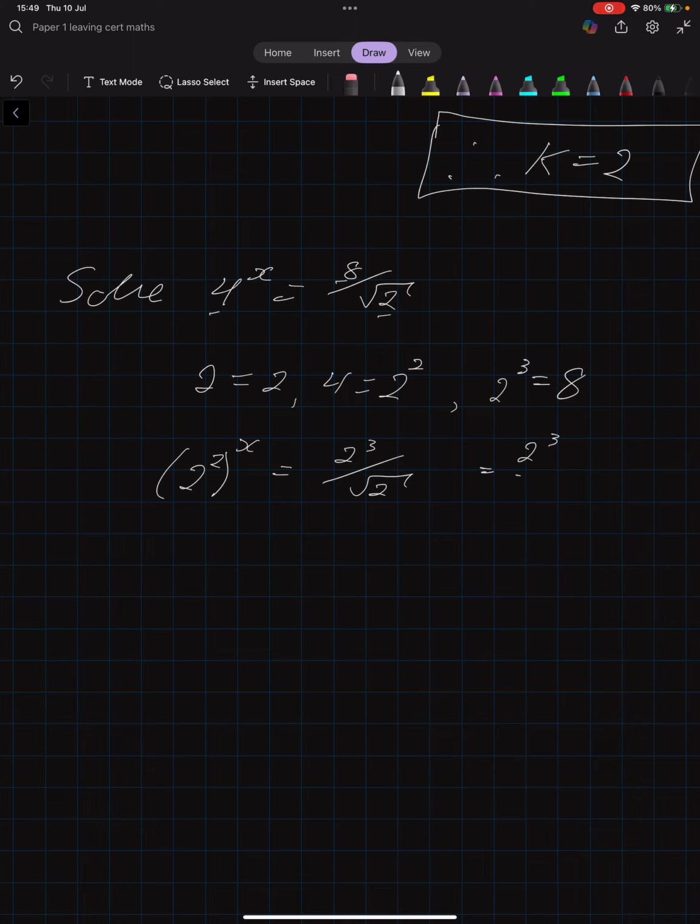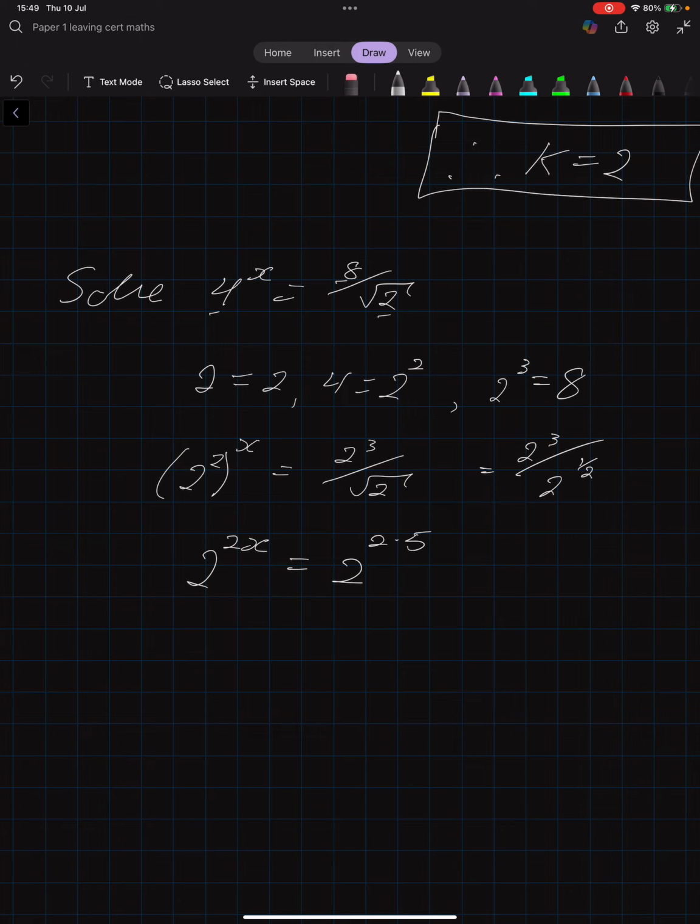So 2 cubed divided by the square root, that's 2 to the power of a half, remember? So now, on the left-hand side, we have 2 squared all to the power of x. Here, you multiply powers. So it's 2 to the power of 2x. On the right-hand side, you can minus powers. 3 minus a half, that's 2.5.